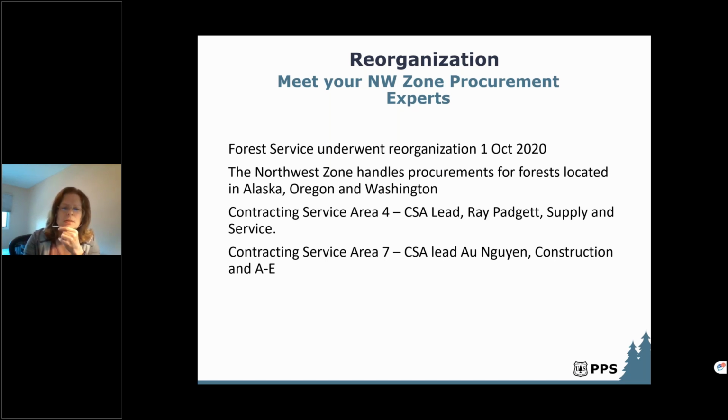The Northwest Zone is made up of 7 different contract service areas, and each of our CSAs supports a specific forest either in the state of Alaska, Washington, or Oregon. And so the next slide, please. Oh, no, don't move it yet. I'm sorry. So the contract service area that supports Alaska is CSA number 4. They handle supply requirements and service requirements for the Chugach and Tongass National Forest, and the lead for that is Raymond Paget. If you want his contact information, please send me an email.